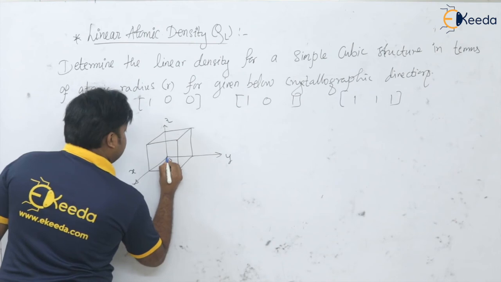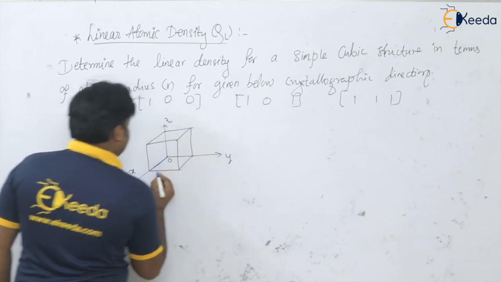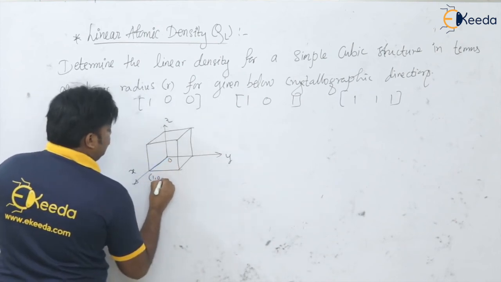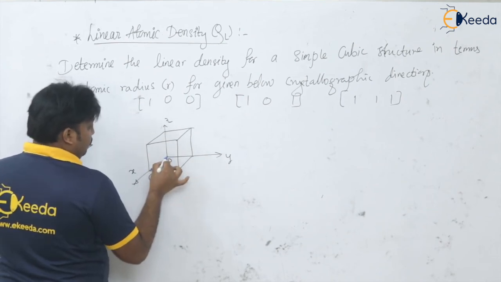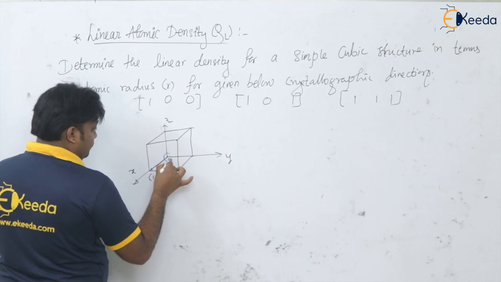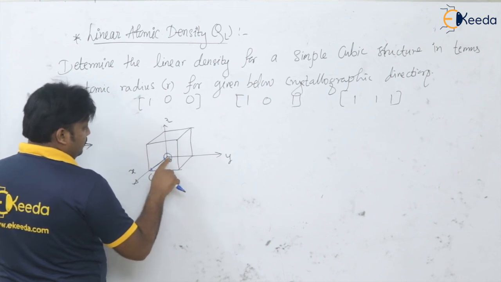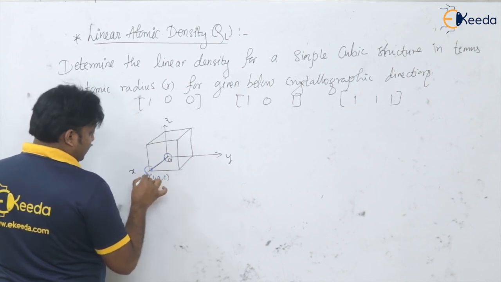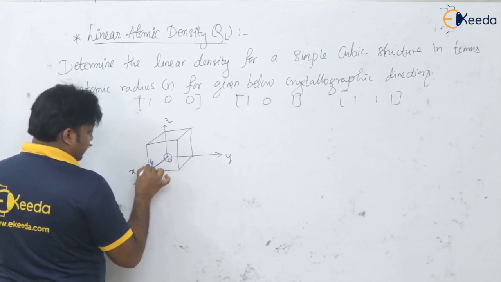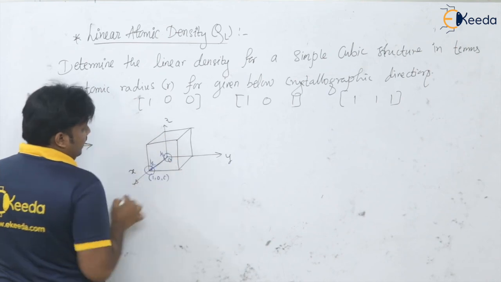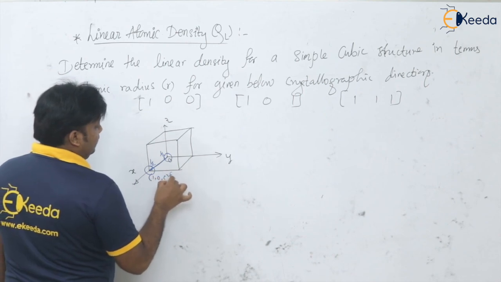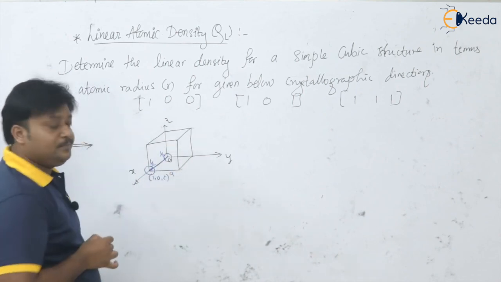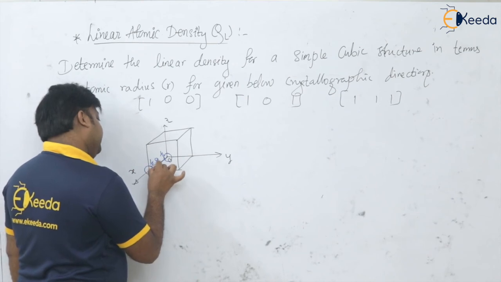So from here, the direction you see, I am going to see the direction. So this is the 1, 0, 0, isn't it? So this is the direction. And see, from origin, I am having here the half atom, and up to here I am having this half. Okay, and what is the length of this lattice parameter? This is a everywhere, this is a cube, isn't it? So the length will be a.